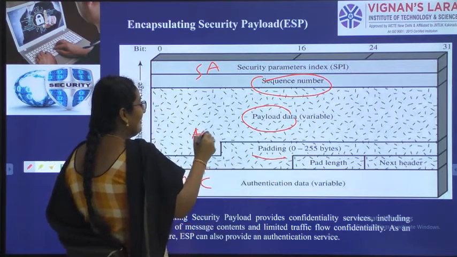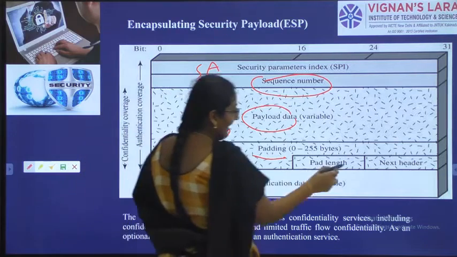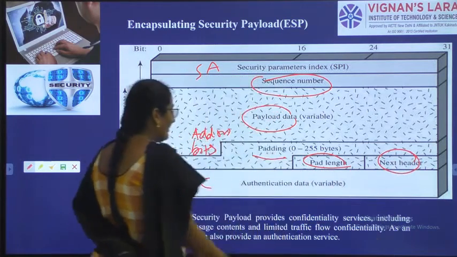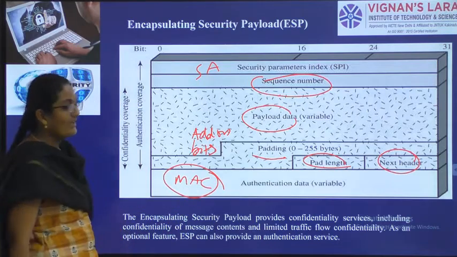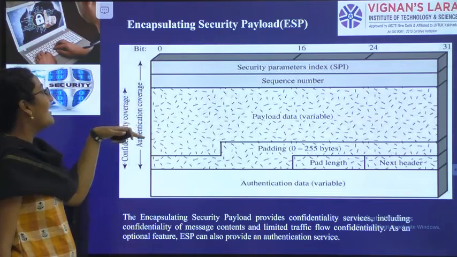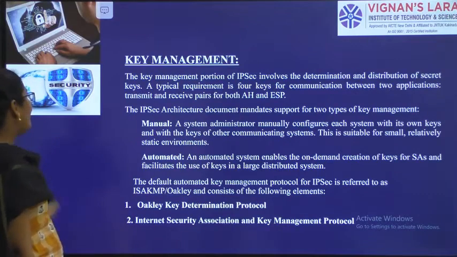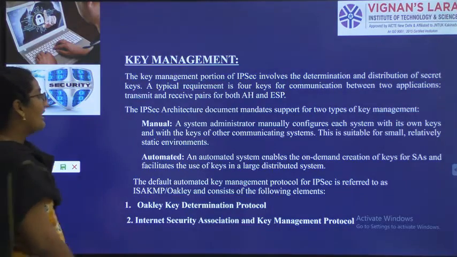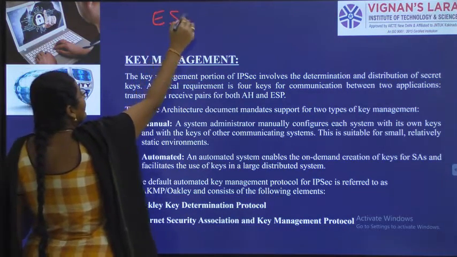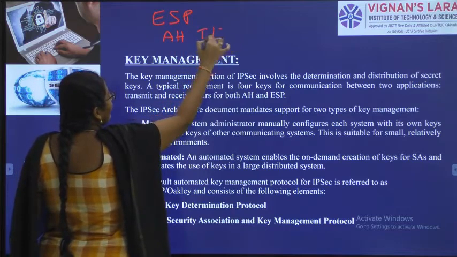So 32 bits are divided into many parts: for the sequence number, for the security association, for the payload, for storing padding bits. Padding is nothing but add-on bits. And for length and for next header. And finally, for exchanging the MAC we have authentication data. So this is the encapsulating security payload.